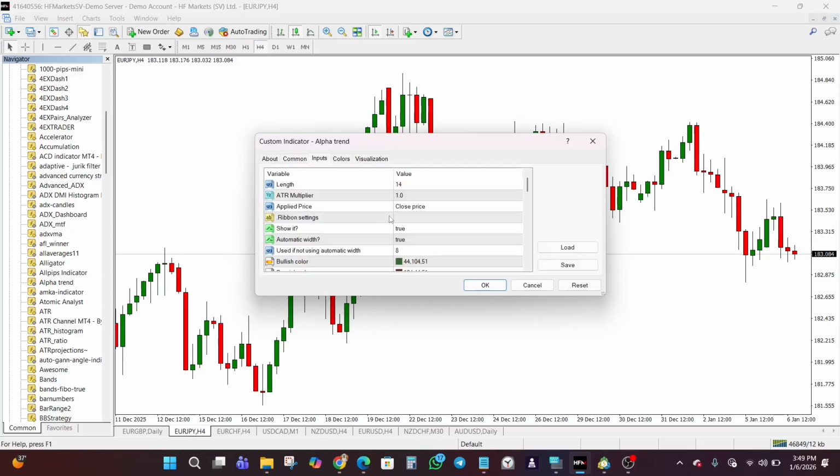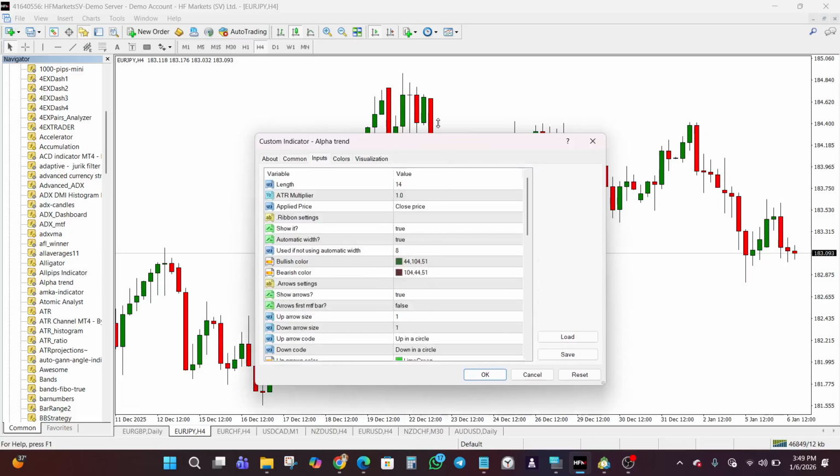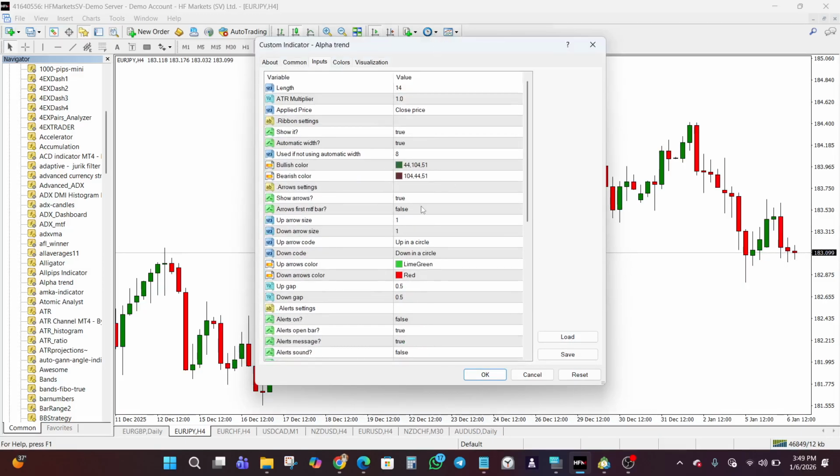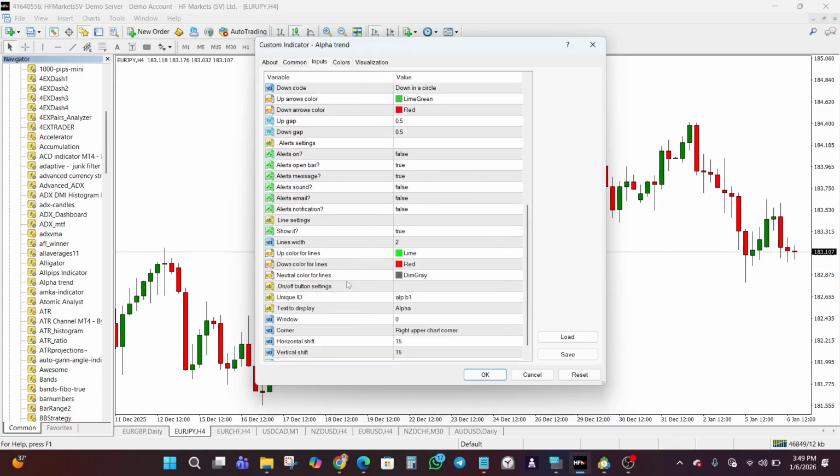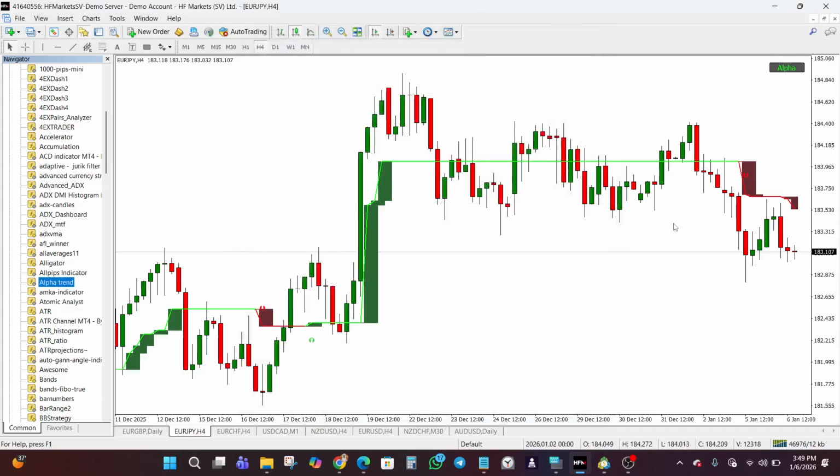And then this is the input. This is where you have your customizable settings. You can see quite a lot of them. You can modify the settings according to your taste, whether it's the period, the length, the multiplier, applied price, the colors and all of that. Modify according to your taste.